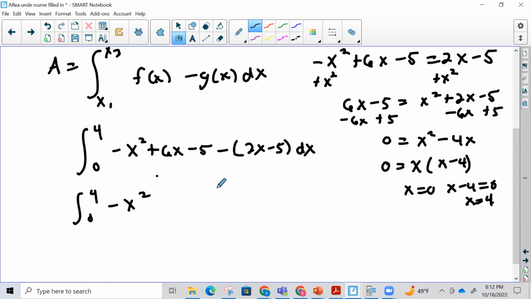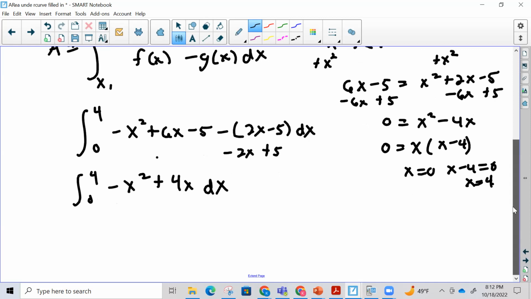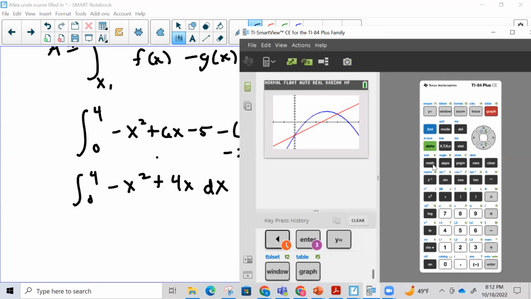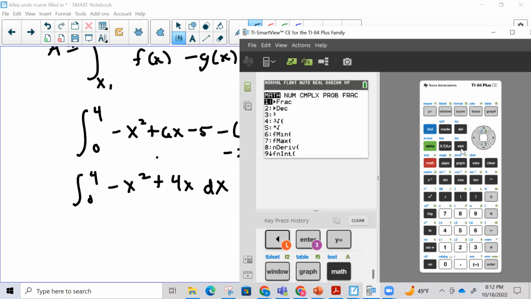So I have 6x minus 2x, which is 4x, and minus 5 minus a -5. Those are going to cancel because this becomes like a +5 here. So I get this, and then I'm going to integrate it. I'd recommend integrating this by hand and practicing it. Just to keep the video short, I'm going to do it on the calculator. But again, on the exam, you are going to be asked to do these by hand.